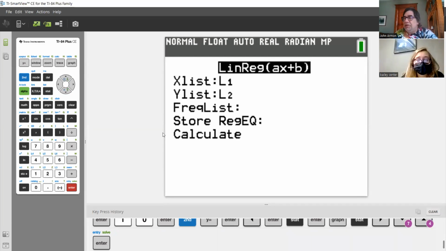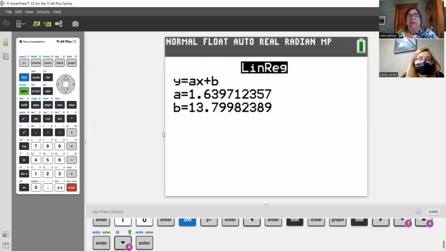It'll ask you what your two lists are. So L1 and L2. You can store the equation if you want. We're just going to get the answer. And then go down to calculate. And ta-da, there it is. Here's A. So A is about 1.63 and B is about 13.8.